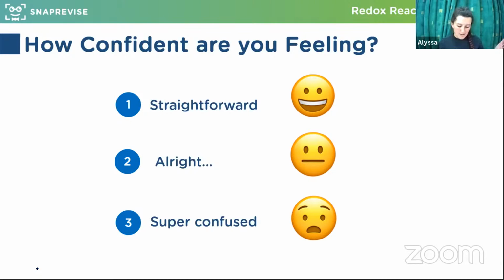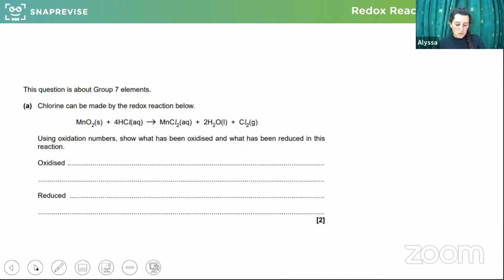Nice, fabulous. Okay, let's keep going then. So an exam question of what we've just been doing. This question is about group 7 elements. Chlorine can be made by the redox reaction below. I'm not going to read it out, it's too long. Using oxidation numbers or oxidation states, show what has been oxidized and what has been reduced in this reaction. So we need to show some oxidation numbers and state what has been oxidized and what has been reduced. Feel free to jump straight in and have a go with the answers.